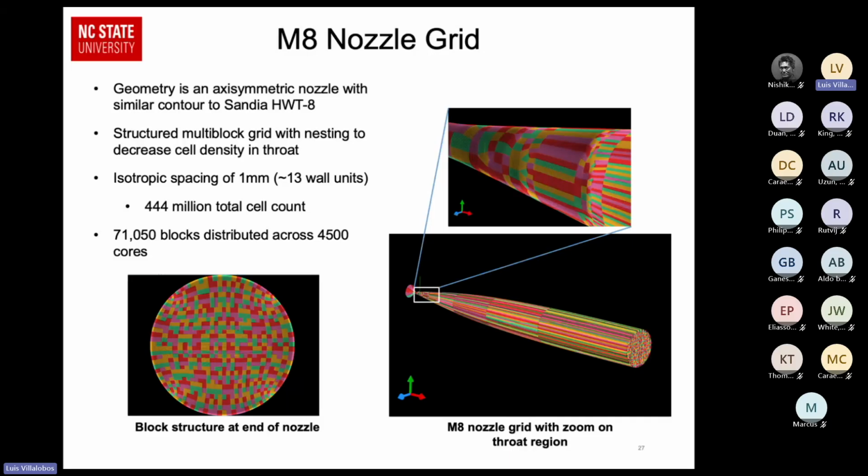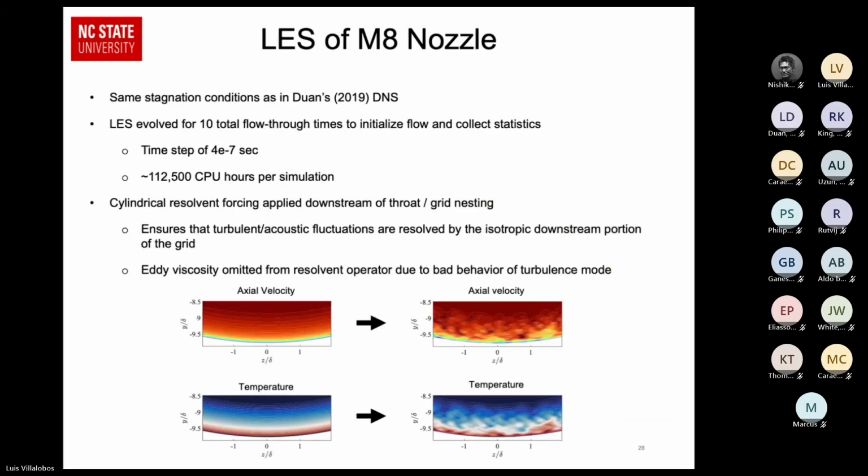We're using an isotropic spacing of 1 millimeter, which is about 13 wall units, give or take. And that gives us a total cell count of 444 million cells, over 71,000 blocks distributed over 4,500 cores. So, LES at the Mach 6 nozzle. We're using the same conditions again as Dewan did in 2019.